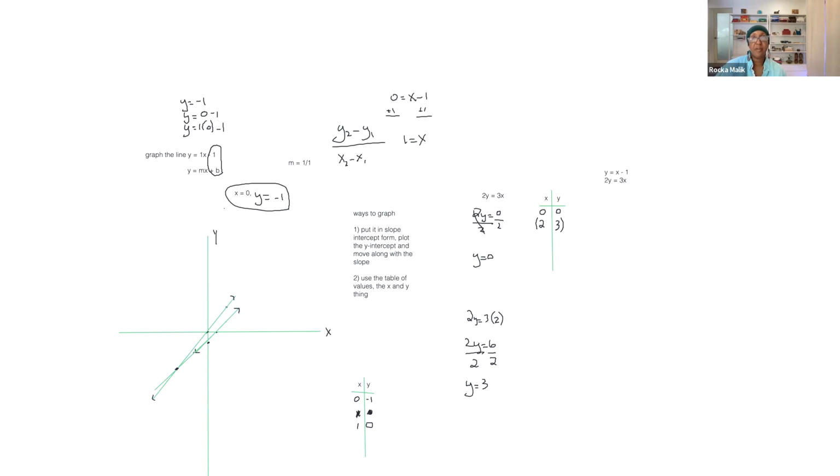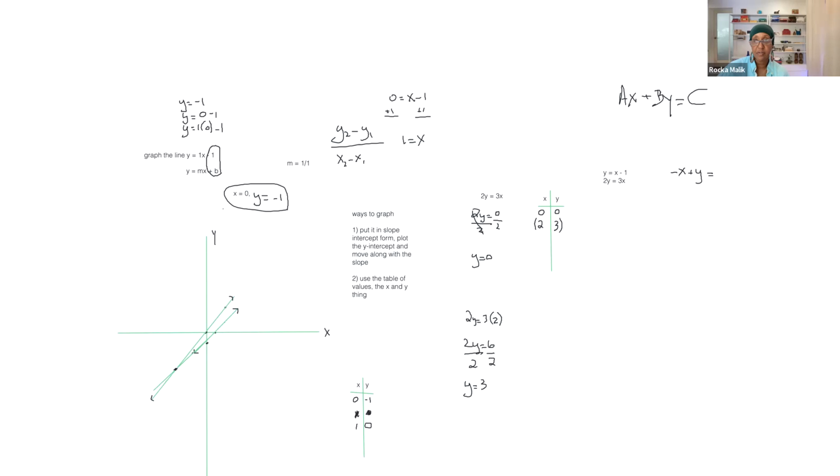Okay, for me to combine them, I have to set them up in the same way. I like to set them up in standard form, this is the time that it's useful because it looks normal. I like to put the ax plus by equals c. So I'm going to switch around this one and put a minus x on the other side. It becomes minus x plus y equals -1.